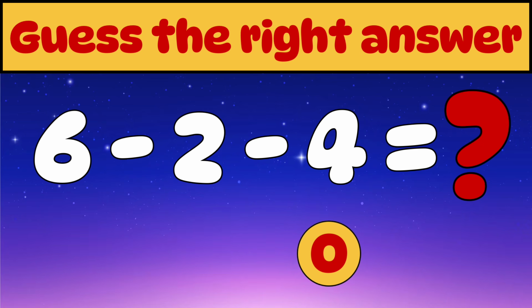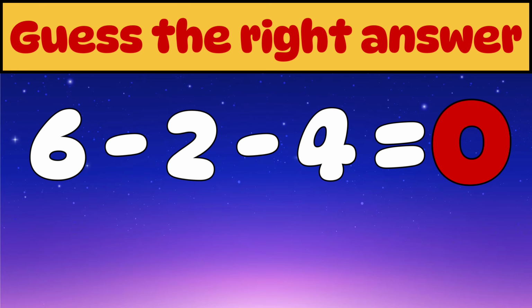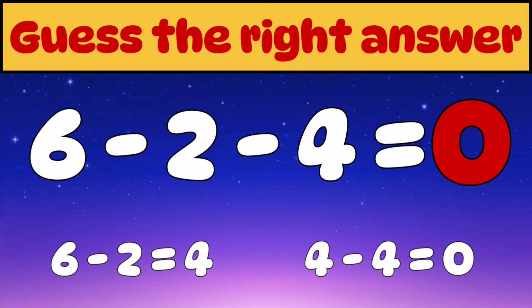The correct answer is 0. Let's solve it step by step. 6 minus 2 equals 4, 4 minus 4 equals 0. Great job if you guessed the right answer.